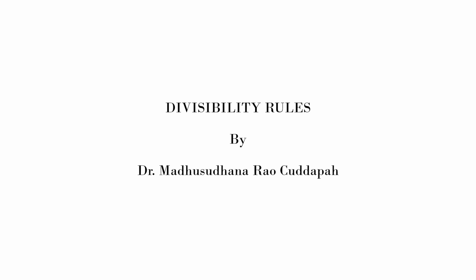In this video, I am going to explain the divisibility rules. That means here we come across the conditions for divisibility of a given number by 2, 3, 4, 5, 6 and so on. Now let us see what are the conditions for divisibility of a number by a given number.